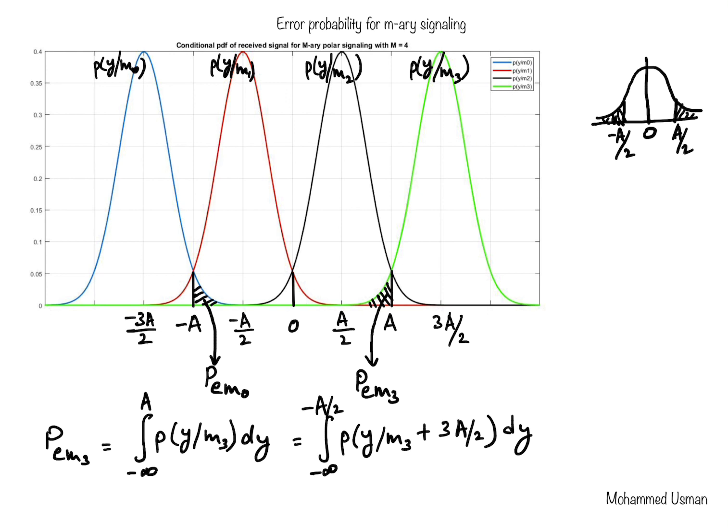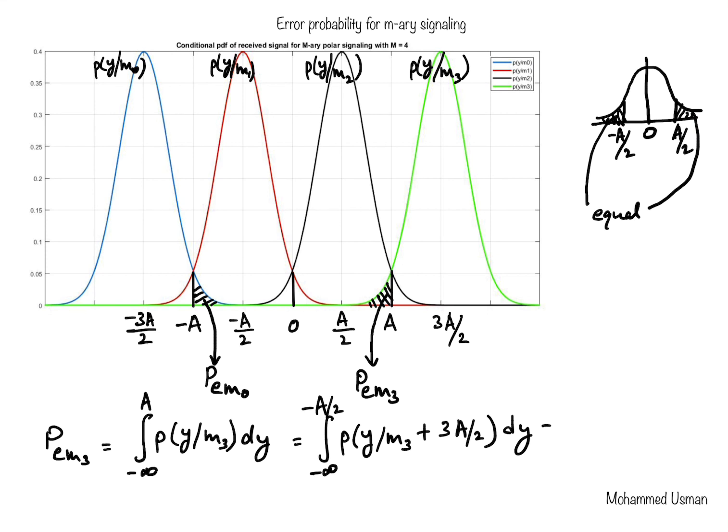So these areas are the same. This area on the left and this area on the right, they are equal. So we can write it as minus infinity to minus a by 2 when the Gaussian PDF is centered on 0, or we can also write it as a by 2 to infinity. It can be written as this area or this area because they are mirror images.